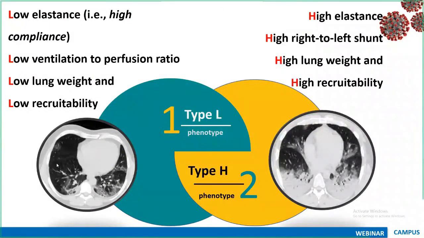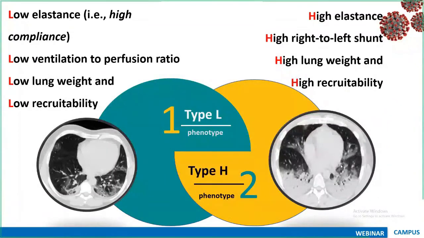So this is the type 1 lung. What is the difference here? These patients with normal lung fields will have a high compliance, but as we have told, they will have a low elastance. This low elastance is called the L group. They will also have a low ventilation perfusion ratio, low lung weight and low recruitability. This group of patients is not recruitable.